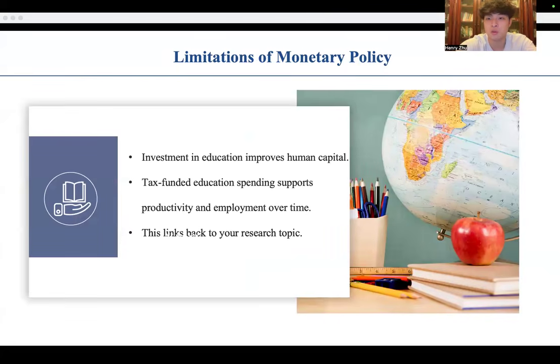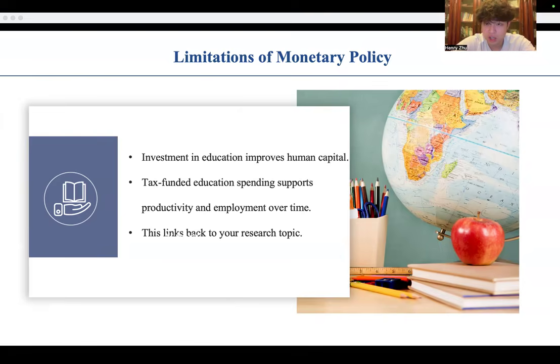Now, let's finish with one familiar example, education. Investment in education is a classic supply side policy. When governments fund schools, universities, and training programs, they're investing in human capital. A more skilled workforce is generally more productive, more innovative, and better prepared for changes in technology. Over time, this can increase economic growth and reduce structural unemployment.